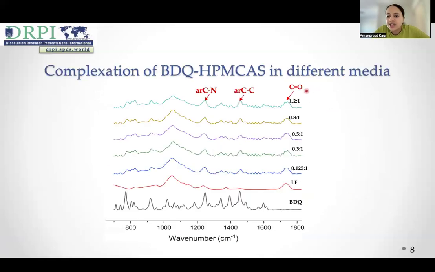The carbonyl peak observed at around 1720 confirmed presence of HPMC-AS in the insoluble complexation residue. Presence of bedaquiline in the insoluble complexation residue was confirmed from aromatic C-N and aromatic C-C peaks observed at around 1250 and 1450 respectively.